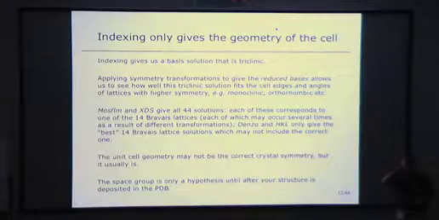Indexing itself will only give us the shape of the cell, or the geometry. And the basic solution that MOSFLM or any of the other programs give you is a triclinic solution. And there are a set of 44 different symmetry transformations that can be applied to that triclinic solution to see if there is any higher symmetry solution that corresponds to this triclinic cell. And these are tabulated in the International Tables.